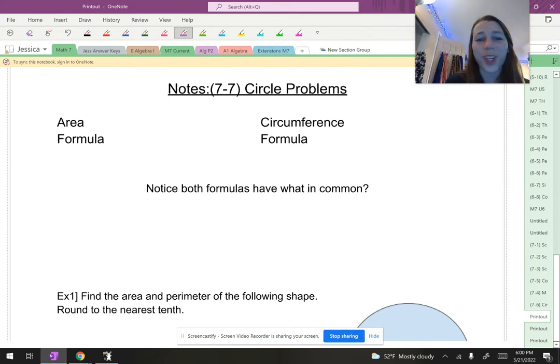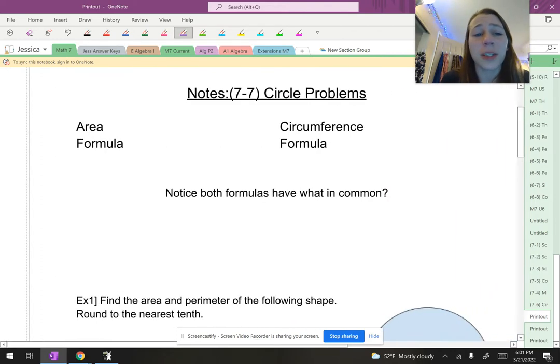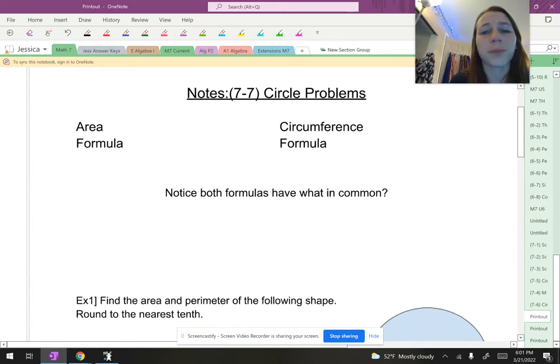So, notes 7-7 for Math 7. That's a lot of sevens. These are circle problems. So, yesterday we focused on circle vocab. Make sure you refresh that before coming in. And today we're going to actually put some of those formulas into practice here.